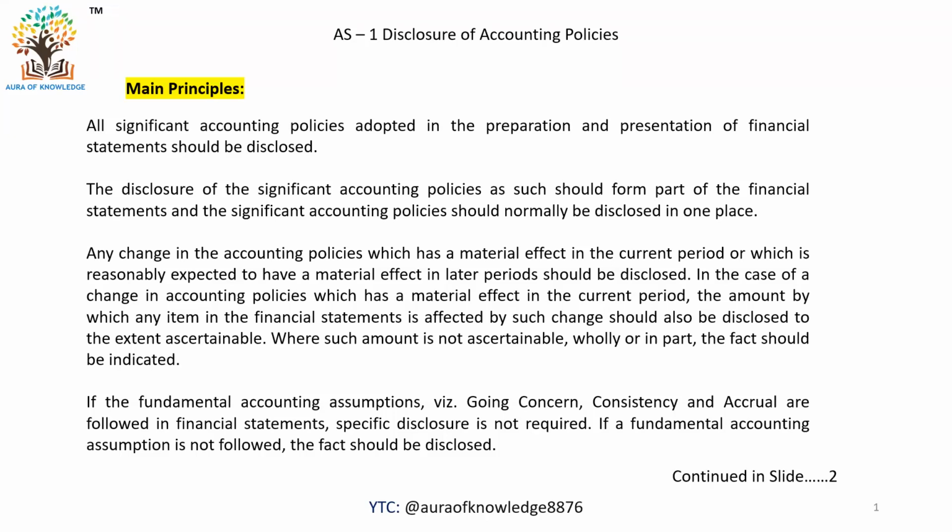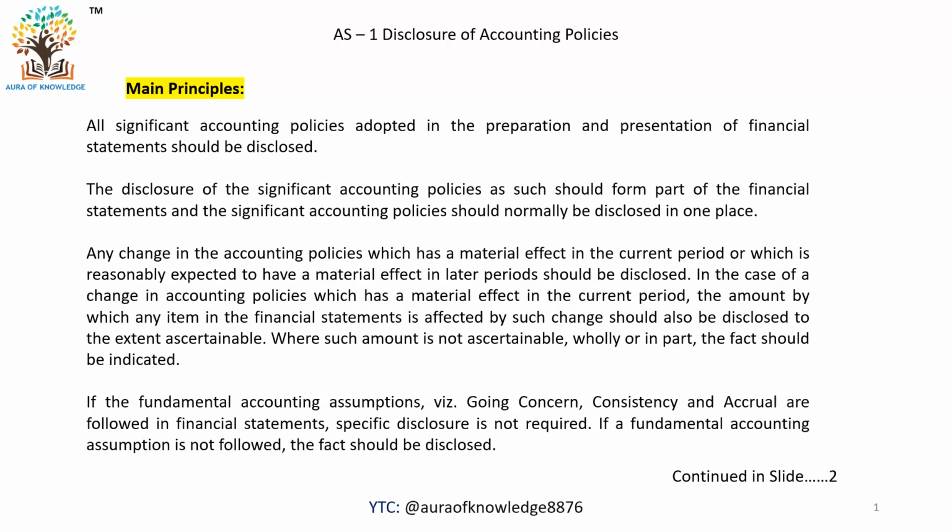See, in accounting standards, what will happen? It is a 4-5 page document. There will be main principles, which are in bold italic. They are the main principles. The rest of the things are explanation or procedure. Some are in bold, some in non-italic bold. Those are also important, no doubt about it, but the main principles will be in bold italic.